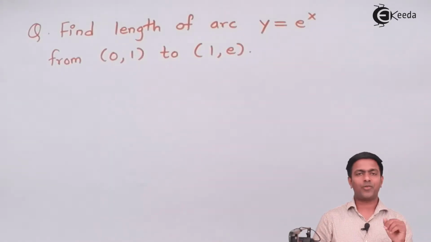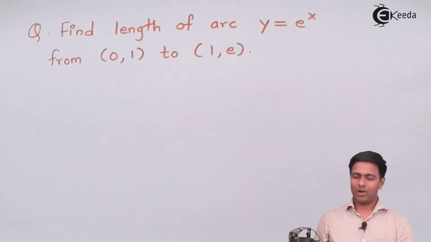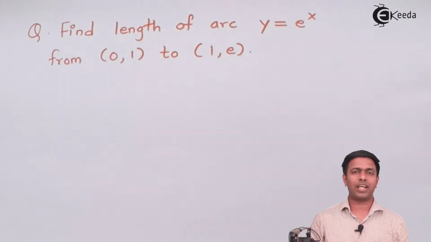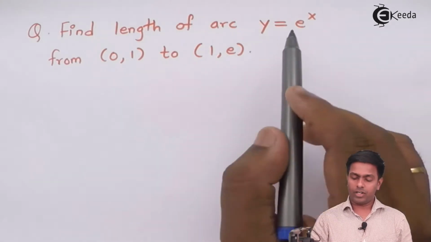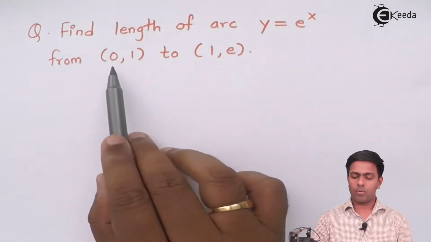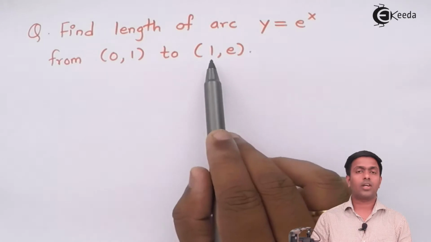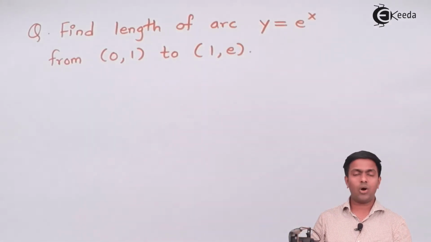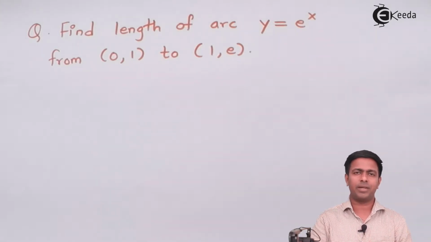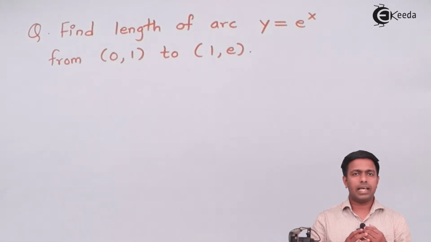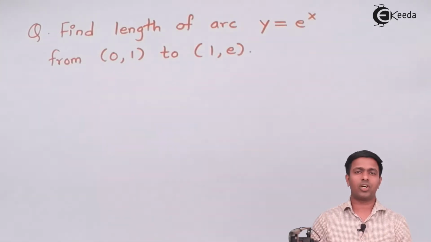So here we have to find out the length of the curve y equal to e to the power x, and guys, let me tell you that this is the exponential curve, and for this it is given that from 0 comma 1 to 1 comma e. So let me tell you how this exponential curve looks like, because in the previous video where we covered the basic curves, I have shown you how this exponential curve looks.